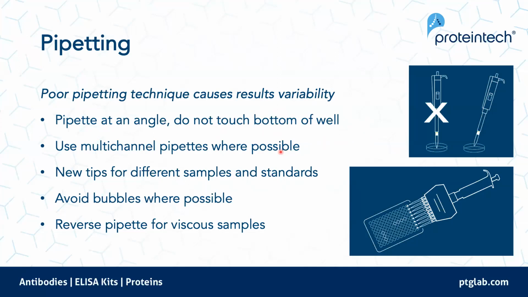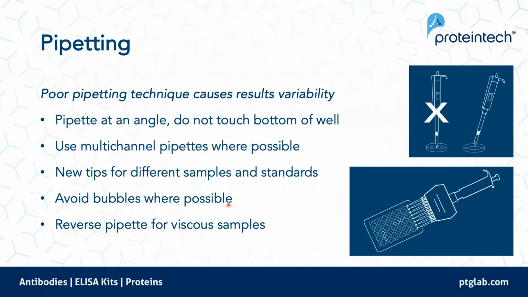Use multi-channel pipettes where possible because this is again going to try and eliminate user error or pipette error if you're having to do one at a time. And use new tips for different standards and different samples. This is kind of obvious. You don't want to be introducing contamination.